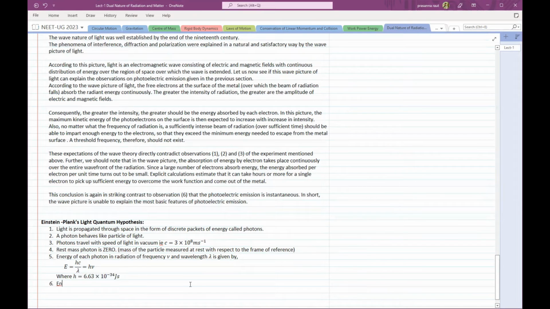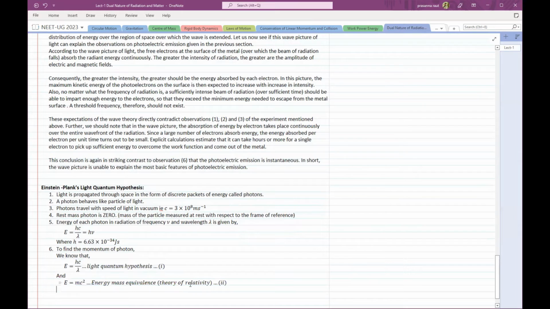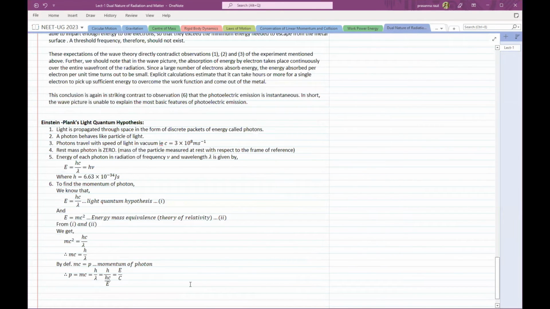ठीक है. देन 6th पॉइंट यहाँ पे, to find momentum of photon. अभी ये हम बार बार पढ़ते हैं, लेकिन अभी यहाँ पे क्योंकि थियरी पढ़ रहे हैं तो हम पहले से ही करके रखते हैं इसको. To find momentum of photon we know that E is equal to hc by lambda, light quantum hypothesis, and E is equal to mc square, energy mass equivalence. So if you compare that, we get momentum of photon in this form. So the momentum of photon p is equal to mc is equal to h by lambda, which is h upon hc upon E, hence E by c, where c is speed of light in vacuum of course again.